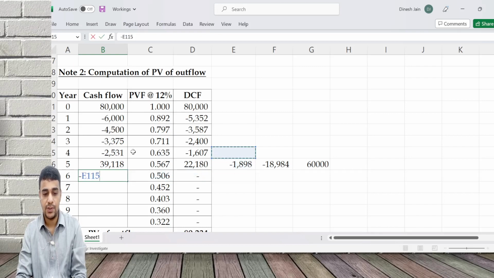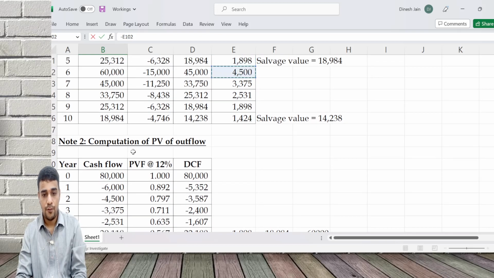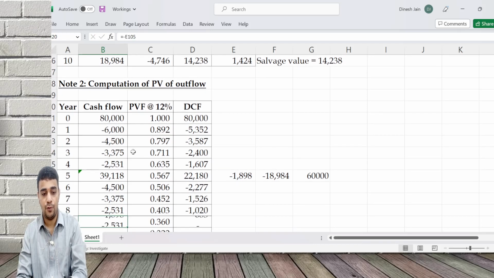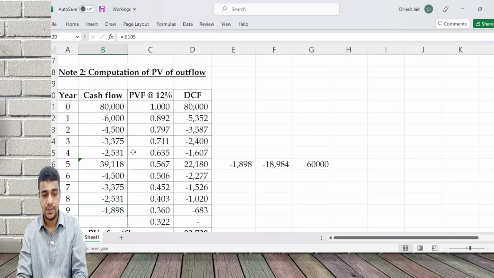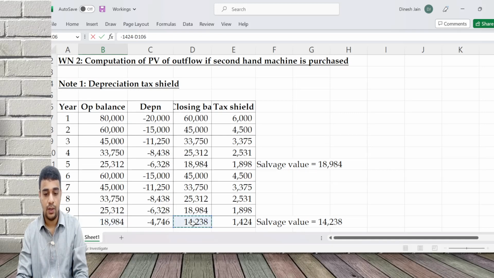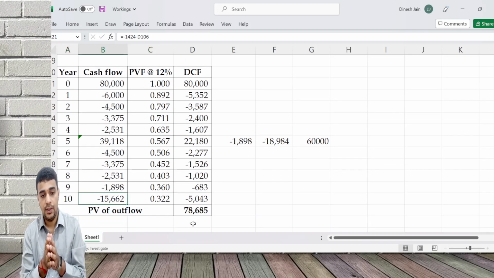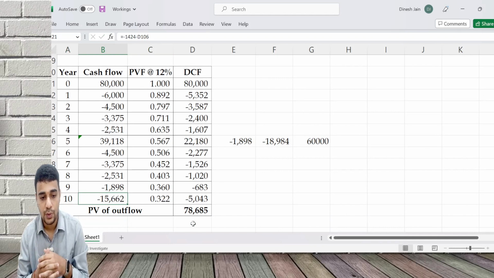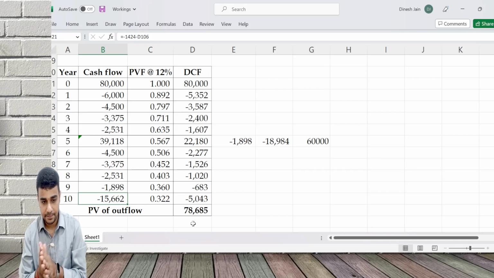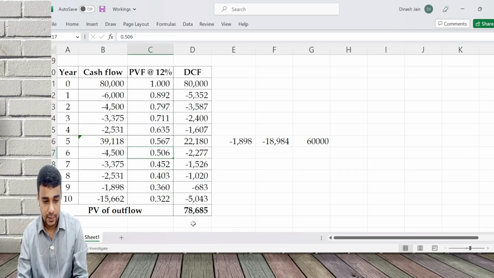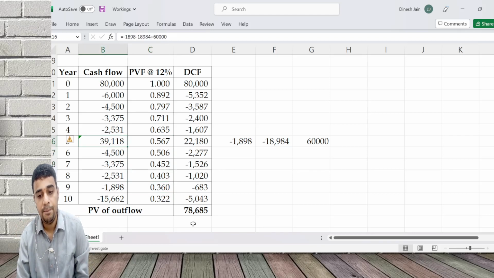Year 6 it continues again: 4,500, 3,375, 2,531, 1,898. Last year 1,424 and 14,238. You will sell it at the rate of 14,238. Whichever has lower PV of outflow, I'll go ahead with that machine.